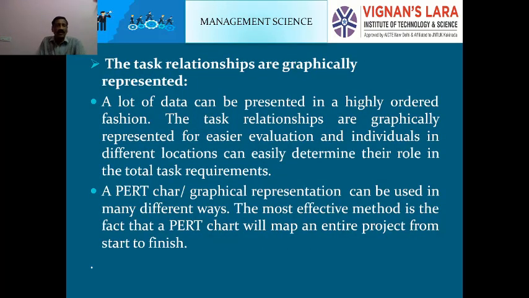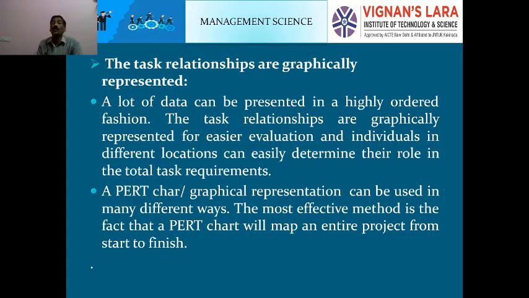The next significance is that task relationships are graphically represented. Task means one work consisting of a start and an end. That means milestones. The milestone relationship can also be graphically represented in a network diagram. For example, one task has a duration of 10 days, another task has 12 days, another task has 9 days. Here, the interrelationship is made by PERT. This is also one of the significances, which is graphically represented.